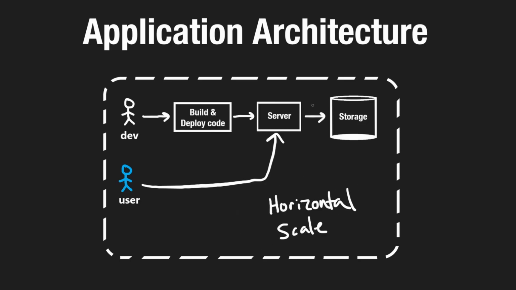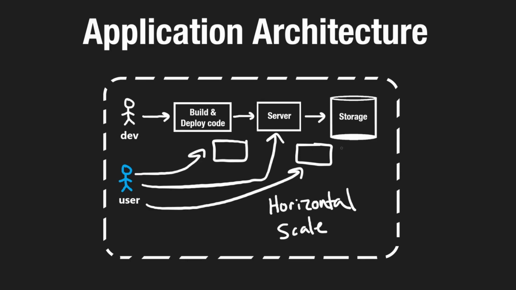Horizontal scaling is to actually take our server and make more copies of it. So we won't just have one server that's running our code. We'll actually have multiple servers running our code. The benefit of this is that if we have more users, all of the users don't have to talk to a single server. They can actually talk to one of the other servers. This way, we'll be able to handle more requests at the same time.